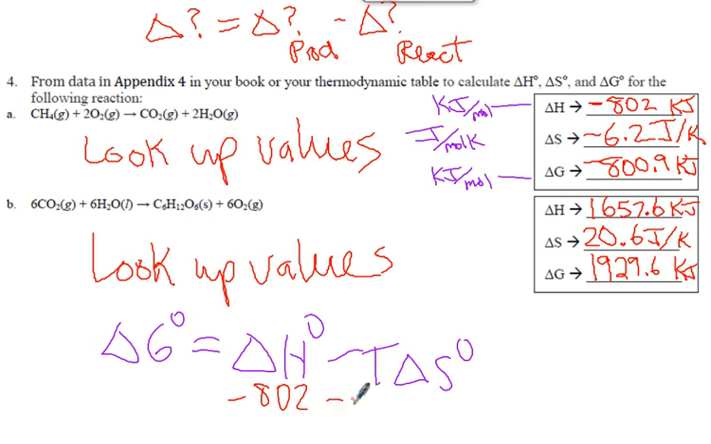Negative 802 minus, what's the temperature? Doesn't say, does it? Standard temperature of the room is 298 Kelvins. We're not talking about gas laws. We're talking about just standard room temperature, 298. And then that is negative 0.0062. All right. So what is 298 times 0.006? And you have the negative and the negative, which is going to make a positive, and that positive value with the negative 802 should give you something really close to negative 800.9. Cool? Should be really close.